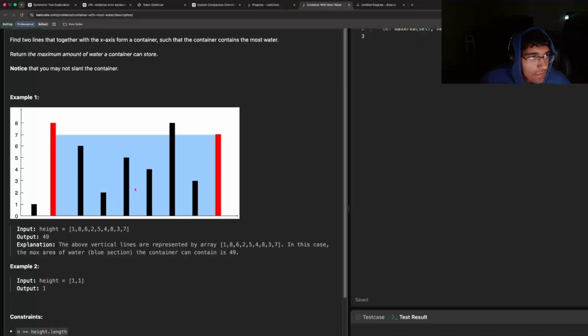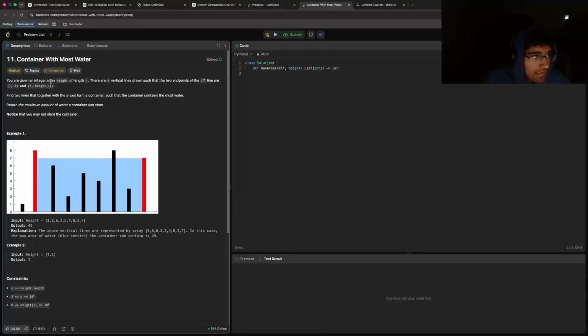So if we're looking through an integer array, we want to use pointers. So we're going to do L, R equals 0 and the length of height minus 1. And then we will be calculating a new value of water, but we need to have a base value, so something equals 0. So let's just say max water equals 0. Okay.